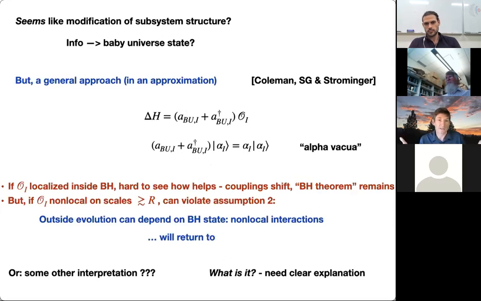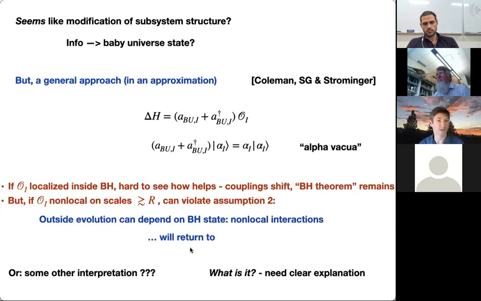The couplings are changed, you have some new operators, but that's it. The one possible out is if the operators are non-local on scales of order the black hole size, corresponding to, say, big baby universes. Then you might violate assumption 2 and have outside evolution depending on the black hole state, because those operators reach out beyond the horizon. So that would represent some kind of new non-local interactions being introduced. I'll return to that question later, but that's at least one attempt to interpret what's going on.